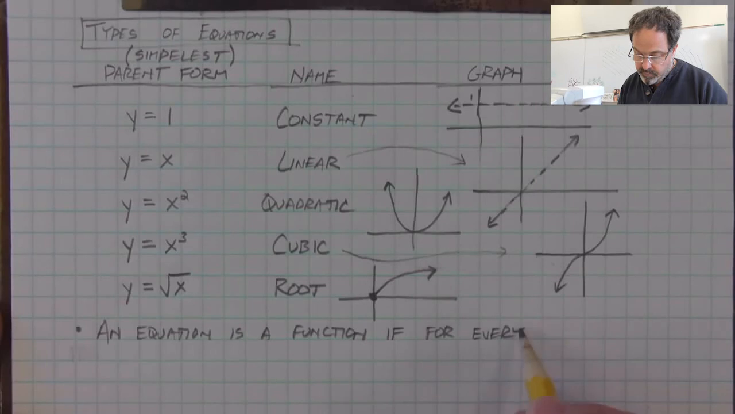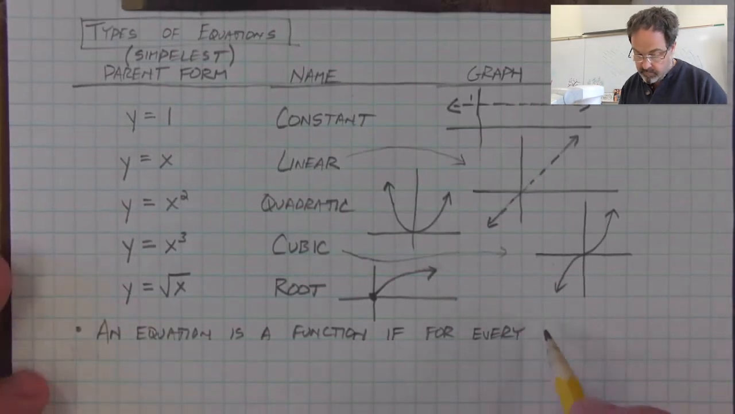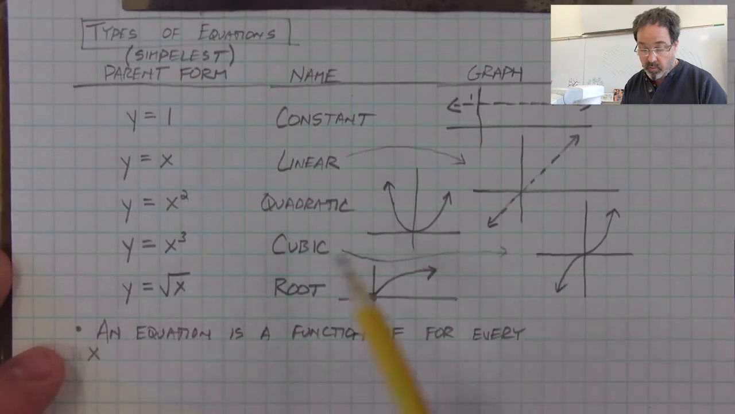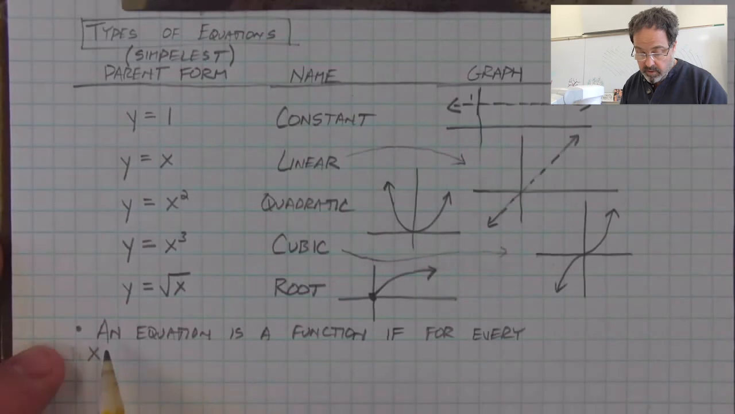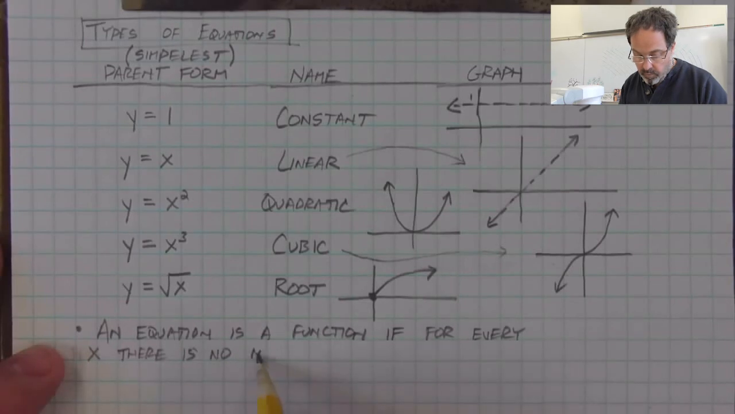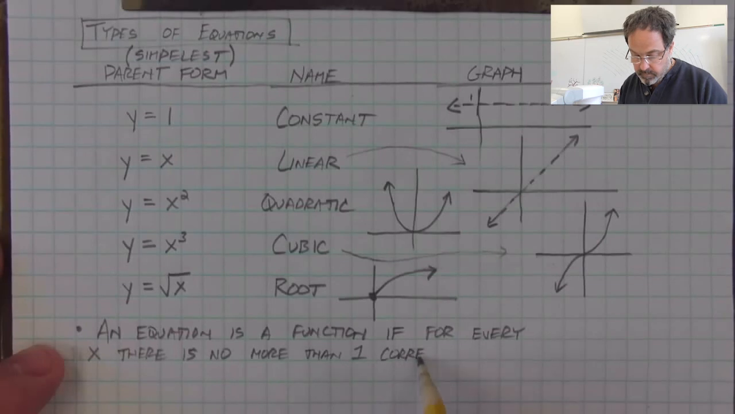for every value of x in the coordinates of the points on the graph, an equation is a function if for every x there is no more than one corresponding y.